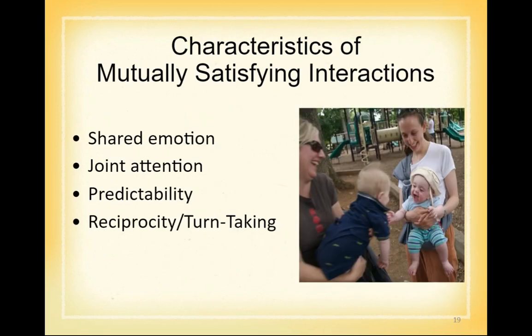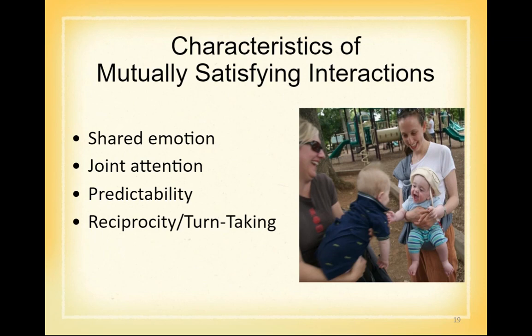Think about the characteristics of a mutually satisfying relationship, or mutually satisfying interactions that lead to a relationship. Number 1, shared emotions. No matter what the emotion is, it feels great if the other person tunes into what we're sharing and what we're feeling. A shared laugh is wonderful. Shared sadness is comforting. Joint attention: the two partners are on the same topic, weaving together their contributions to that topic. Predictability: in a good interaction, we come to expect the kind of responses we'll get. We know what to expect, and this allows us to feel secure and competent in our interactions.